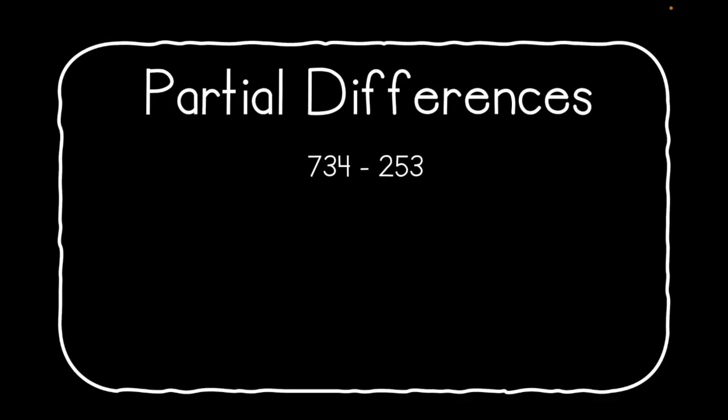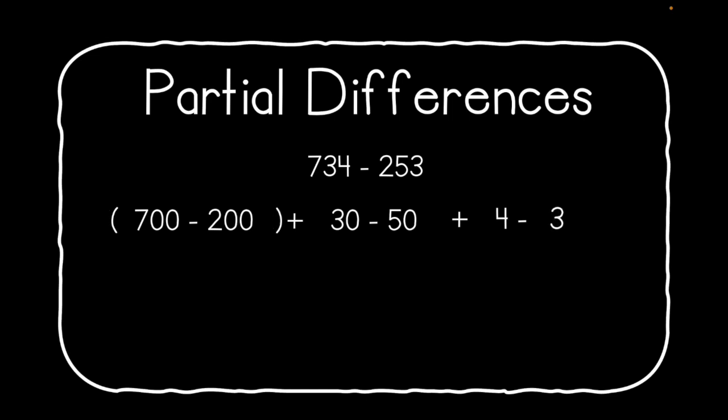All right, let's look at one with hundreds. 700 minus 200 is 500. 30 minus 50, you can do that. You're going to owe 20. And then 4 minus 3, that's 1. All right, and so we can group those place values together.